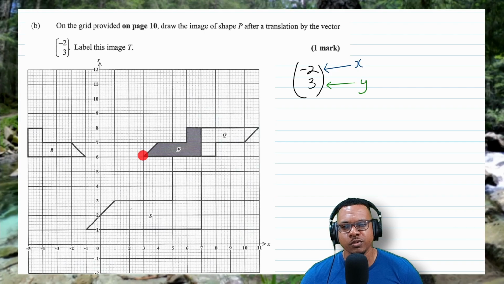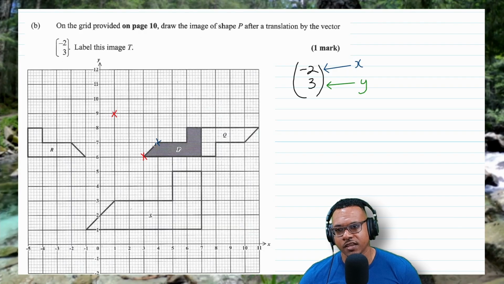So what we are doing is moving 2 units to the left and 3 units upwards. So what we're going to do is take all the points on P and translate them 2 units to the left and 3 units upwards. So starting with this point here, we count 2 units to the left, 1, 2, and then 3 units upwards, 1, 2, 3. So that's here. Then we can take this next point here, and we go 2 units to the left, 1, 2, and 3 units upwards, 1, 2, 3. That's here.